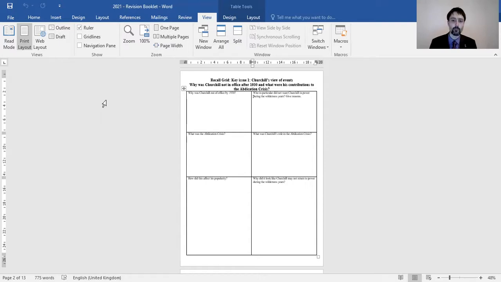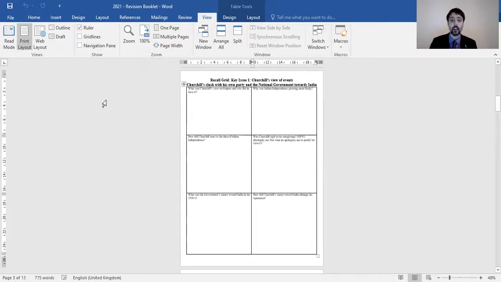Why did it look like Churchill may not return to power during the wilderness years? That's 1930 through to 1940, in case you're wondering. There's a decade there where Churchill was essentially washed up, an old soak. So why was it based on this? What had he got so wrong? Now, my thinking is that I'll take around about 10 to 15 minutes of actual writing, along with 10 to 15 minutes of actually looking things up. So about half an hour.